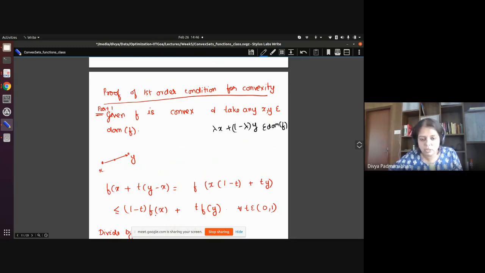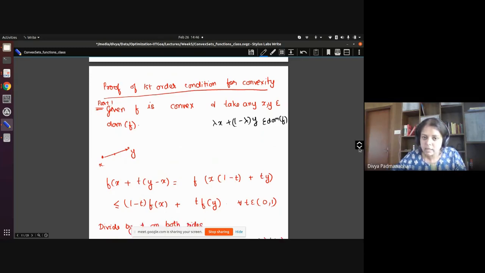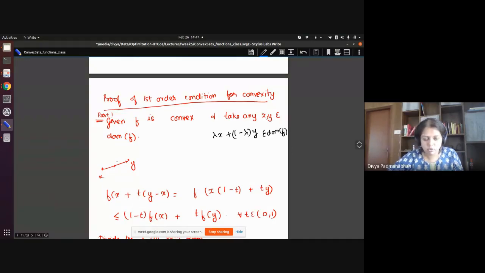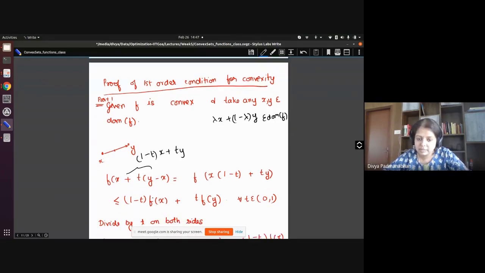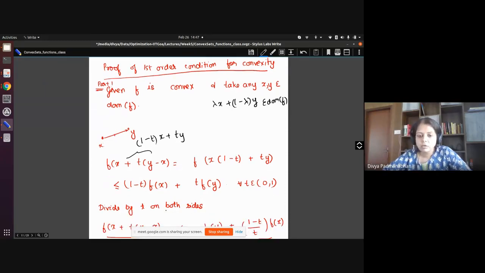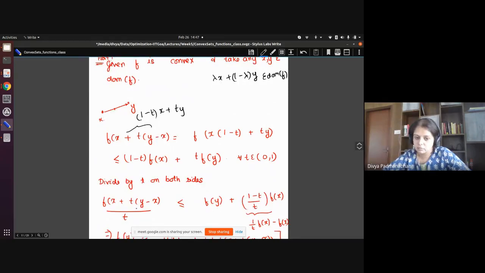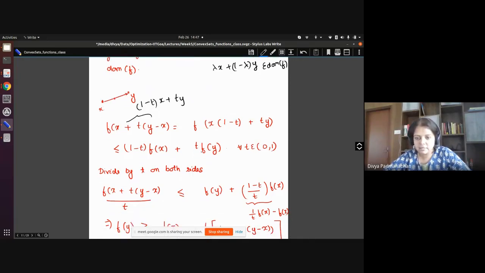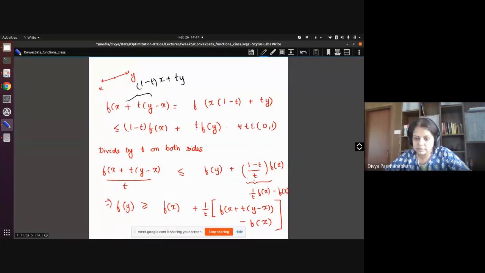Now let's take the value of the function at this new convex combination. I'll write it in a slightly different way. You recall that this is another way to write the same convex combination: 1 minus t times x plus t times y, which I'm writing as x plus t times the vector y minus x. So f of this is going to be less than or equal to 1 minus t times f(x) plus t times f(y), because you're given that the function is convex. Now if you divide by t on both sides, it boils down to this. The left hand side is just (f(x plus t times (y minus x)) minus f(x)) by t, and on the right hand side, the t goes out, so you have f(y) plus (1 minus t) by t times f(x).